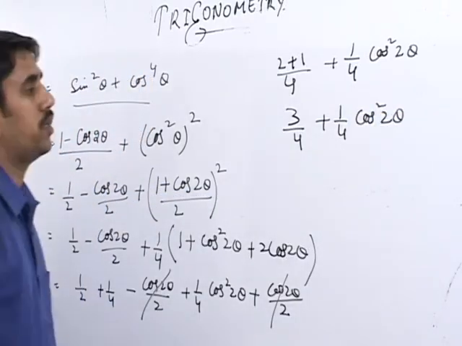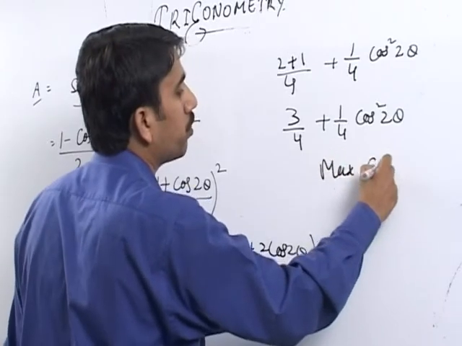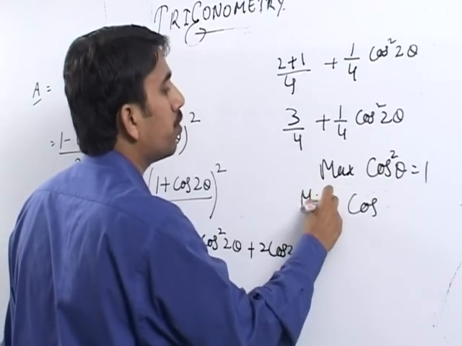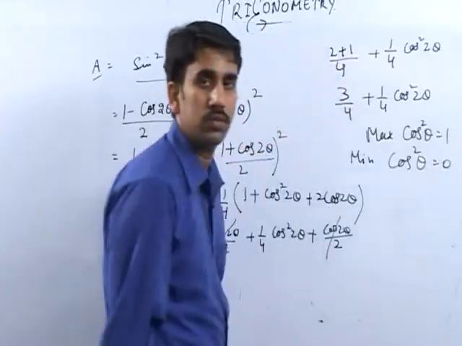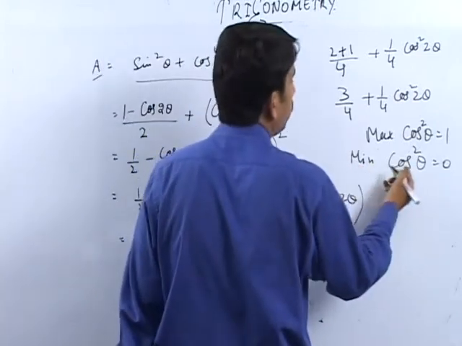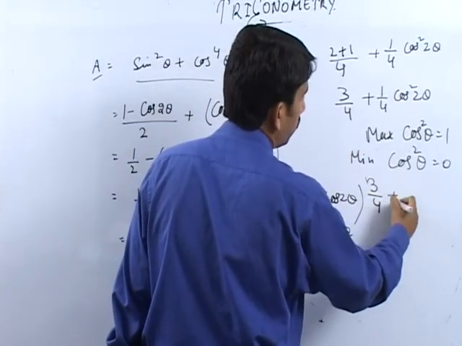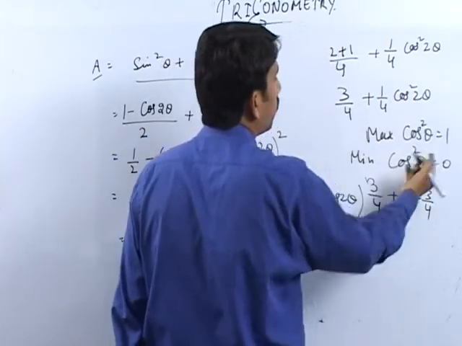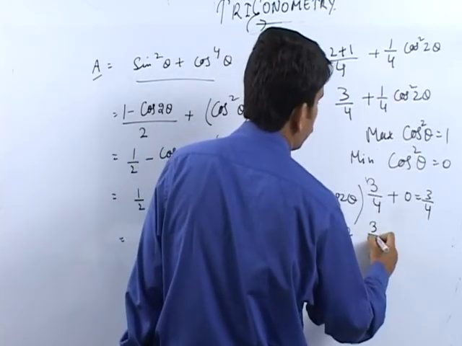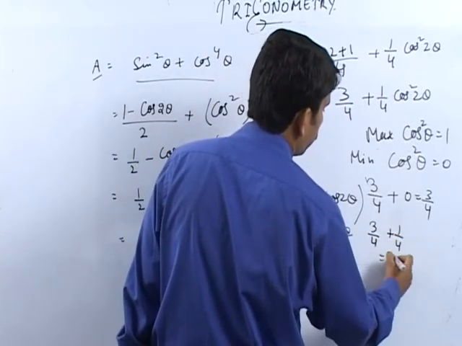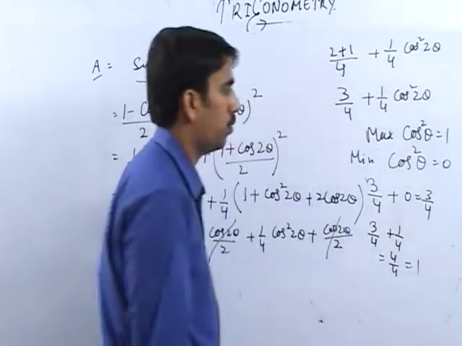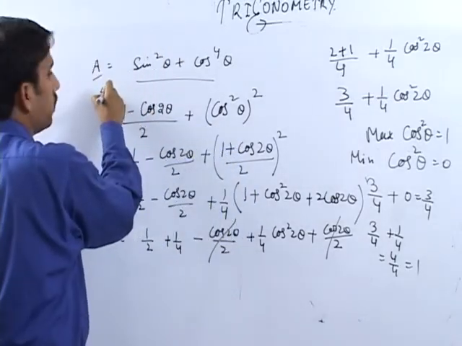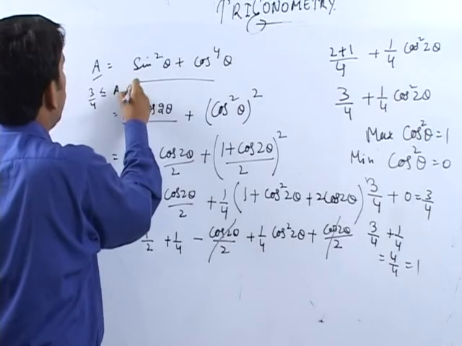Now we know that the maximum value for cos square 2 theta is 1 and the minimum value for cos square 2 theta is equal to 0. Therefore its minimum value will be given by 3 by 4 plus 0 is equal to 3 by 4, and when it will be maximum, then cos square 2 theta will be equal to 1. That means 3 by 4 plus 1 by 4, and this will give you 4 by 4, which is equal to 1. Therefore the value of A will lie between 3 by 4 and 1.